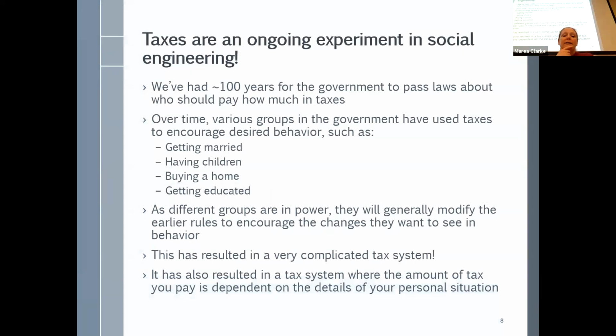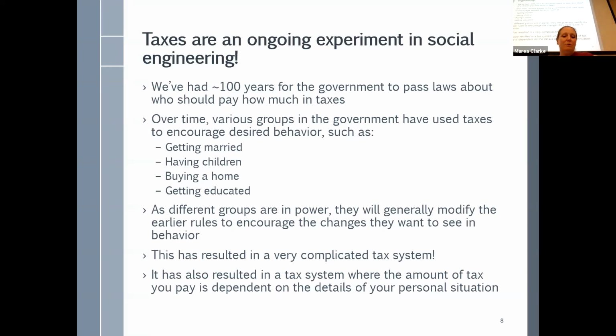All right, and let's be honest, right? Taxes are, I would say, an ongoing experiment in social engineering. We've had about 100 years of the government passing various laws to decide who should pay taxes and how much they should pay. Various groups over time have used those rules to try to encourage behavior that they think is good. This can be things like getting married or having children or buying a home or getting educated.